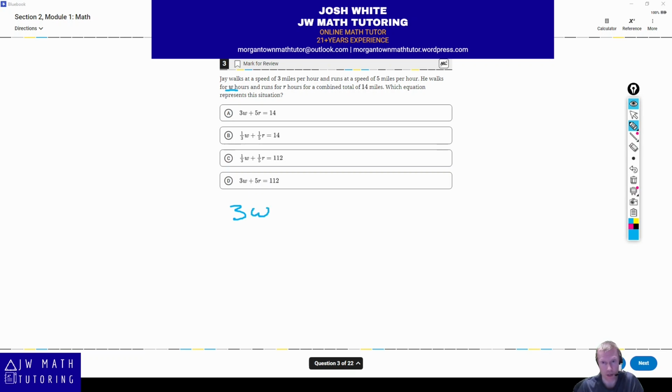And then same thing for running, we're just going to multiply the rate, or his speed, of 5 times the time, which is R. And these are both distance values, and they're just going to equal the total distance he travels, which is 14 miles. So this is just going to be 3W plus 5R equals 14. And the correct answer for this is going to be letter A.